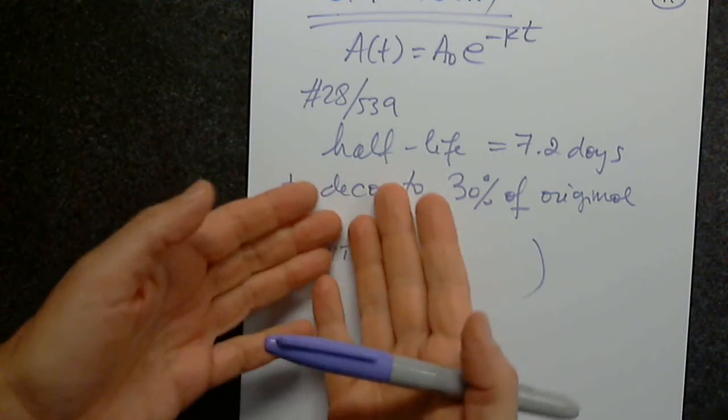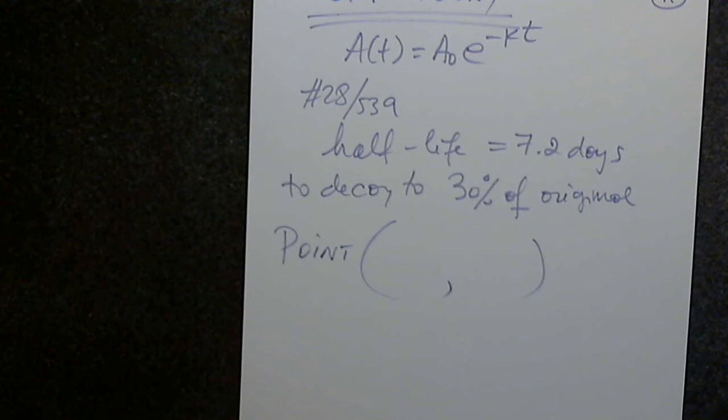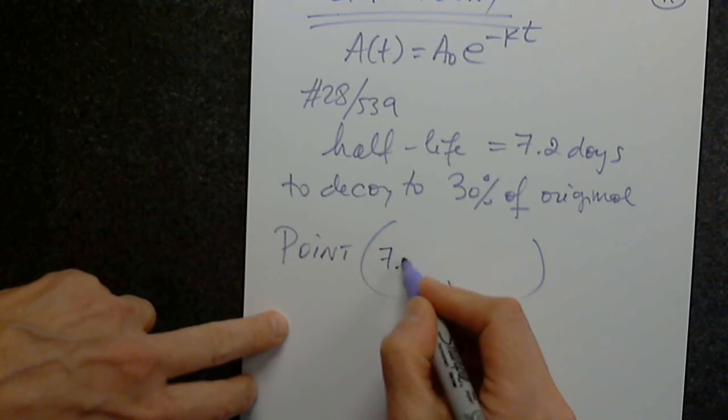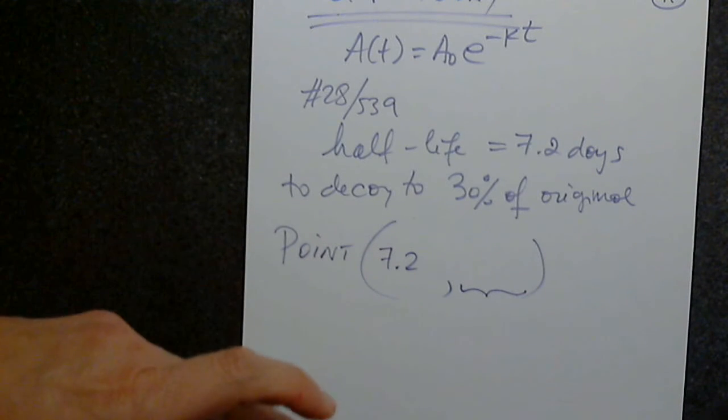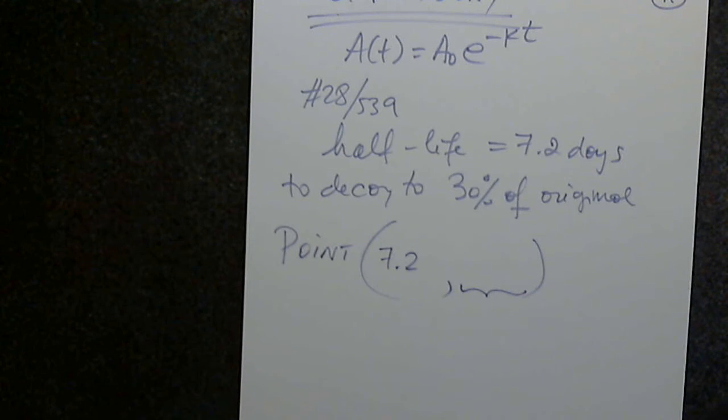So we're talking about half-life of 7.2 days. So what is the point then? Of course. Good. So now, what did we say about half-life? We have 100 milligrams of whatever. In 7.2 days, we'll have 50. In 7.2 days more, we'll have 25. And 7.2 more, we'll have 12.5, and so on and so forth.